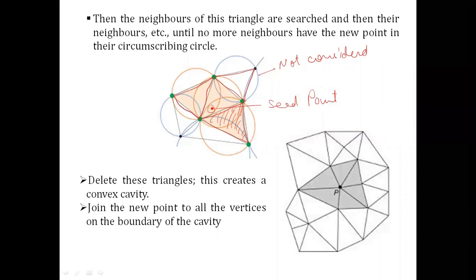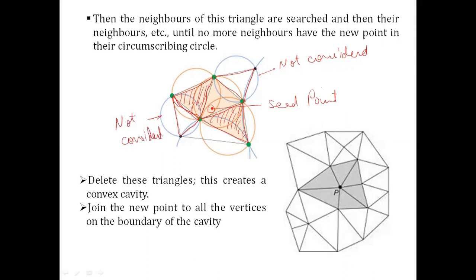When we plot the circumcircle, this point is coming inside the circumcircle. So again, we mark this triangle. Now, the next triangle that we are considering is this triangle. We plotted the circumcircle and the point is beyond that circumcircle. So this triangle is not considered.